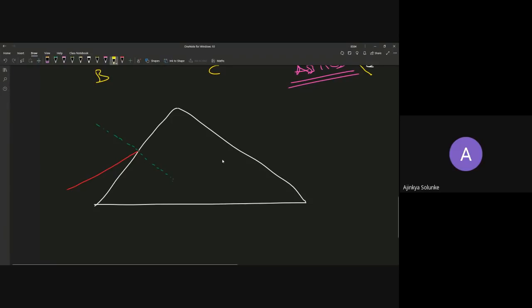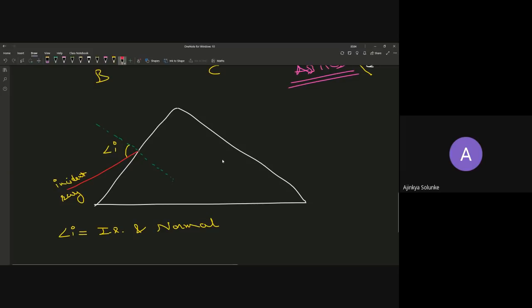The angle between the incident ray and the normal, it is called as what? This one. Angle of incidence. Angle I is basically the angle of incidence, and it is present between the incident ray and the normal.